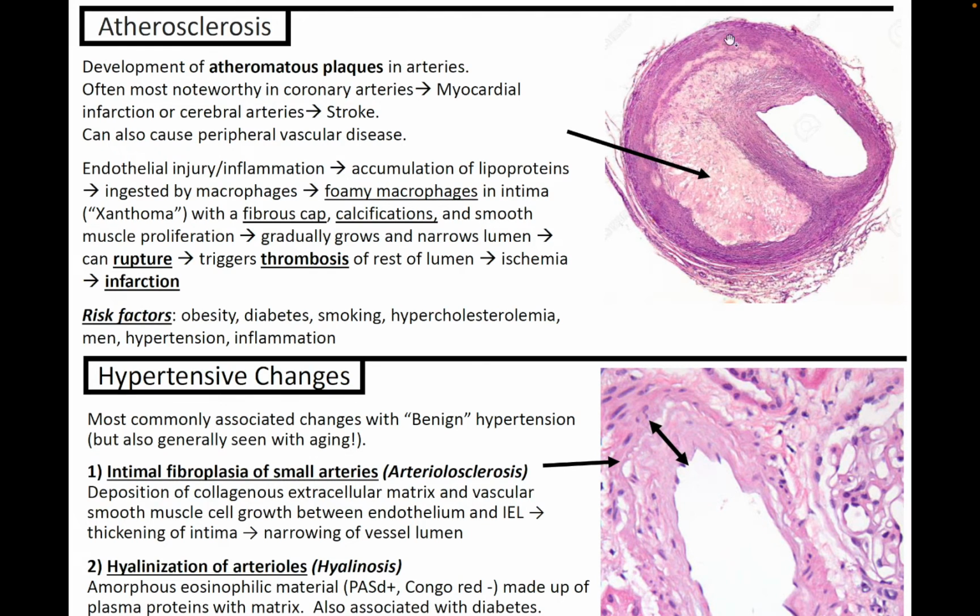So we can see here this outline of a vessel wall, and then we have this big atheromatous plaque which narrows the lumen and is not going to be as efficient to allow blood to travel. Imagine if this was one of your coronary arteries that looked like this. Obviously that could lead to ischemia and potentially myocardial infarction or death of some of that cardiac tissue. Risk factors for atherosclerosis: obesity, diabetes, smoking, hypercholesterolemia, being male, and hypertension and inflammation.